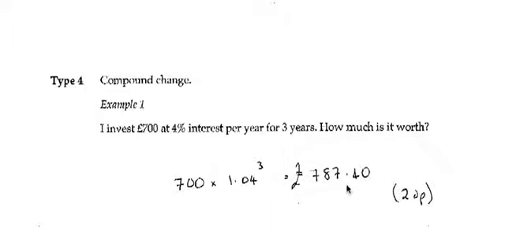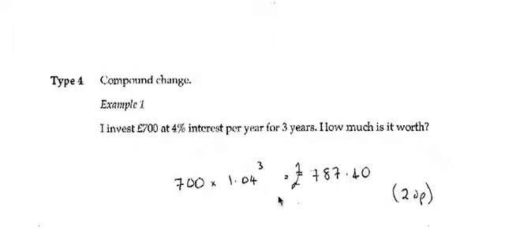So for example, if this was 106% for 9 years, think about what you reckon would change here, and it would be timesing by 1.06 to the power of 9.